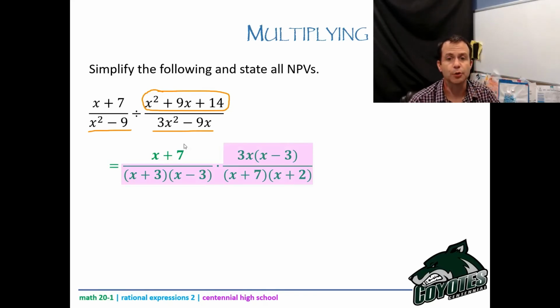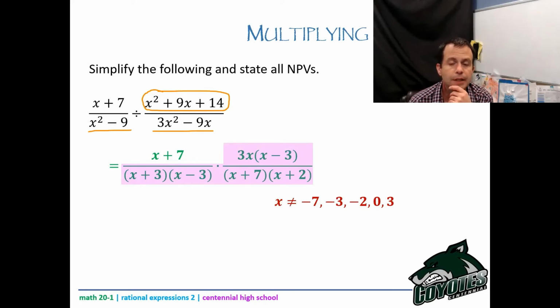The only thing I don't care about was this first guy up on the top because he never got flipped. Okay, so x can't be -3, x can't be 3, x can't be -7, x can't be -2, x can't be 0, and I've already said x can't be 3. Okay, so my NPVs are -7, -3, -2, 0, and 3.